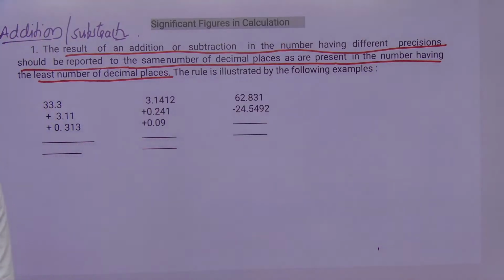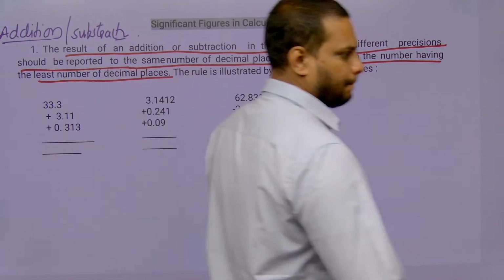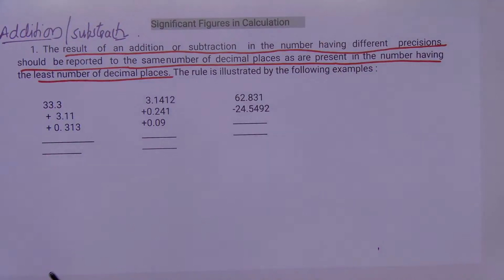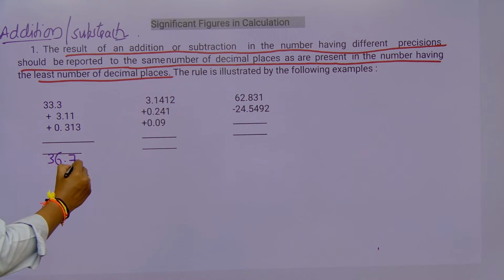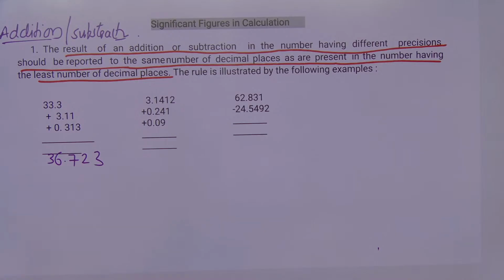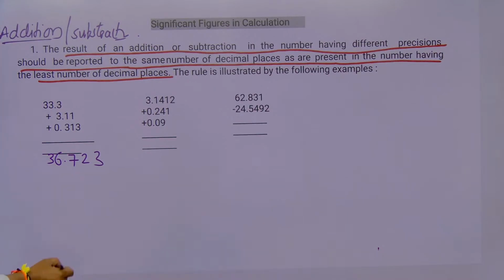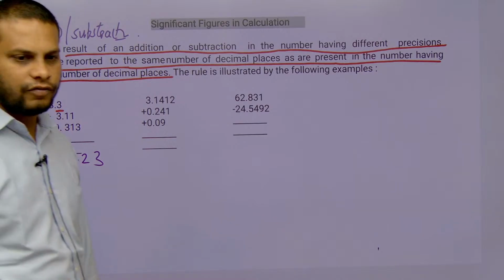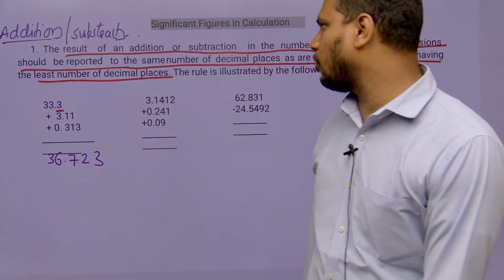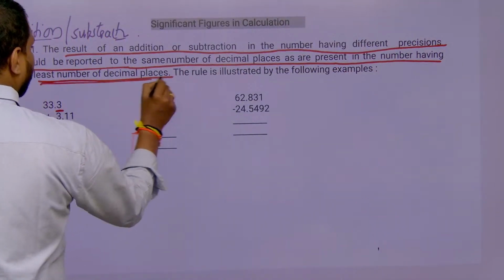What is the first answer? If you add all these things, what is the answer we are getting? 36.723. Now up to how many decimal digits do we have to modify? We have to take up to 1 decimal, right? Because in the given data it has the least number of decimal places.